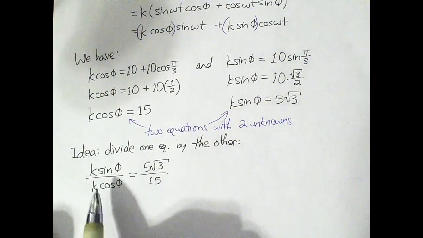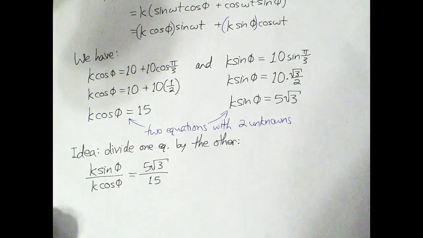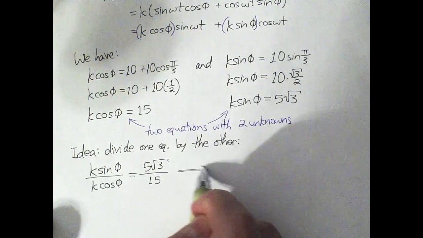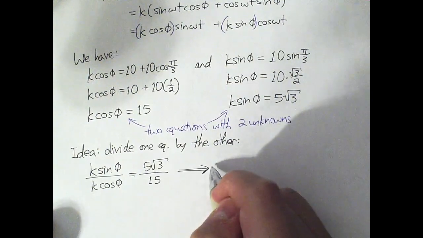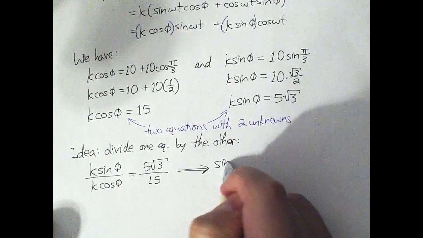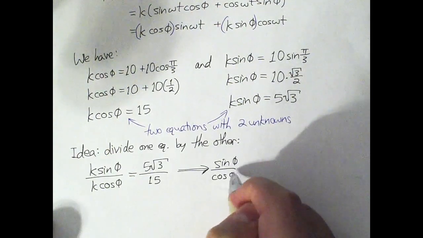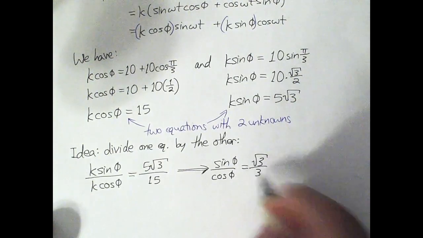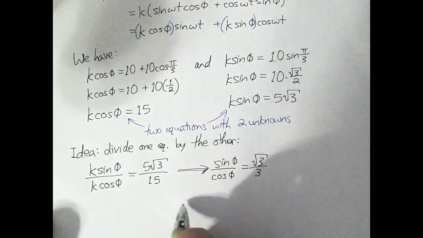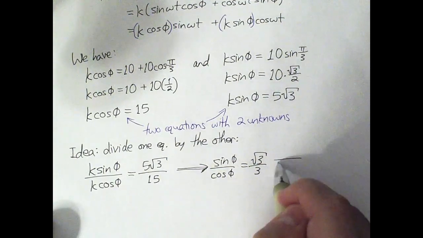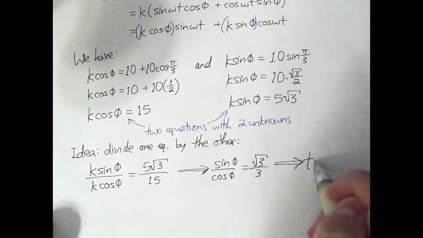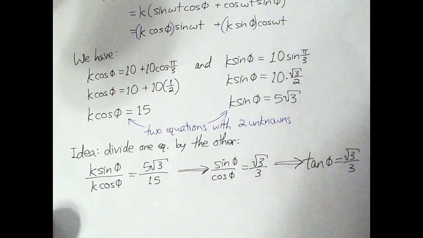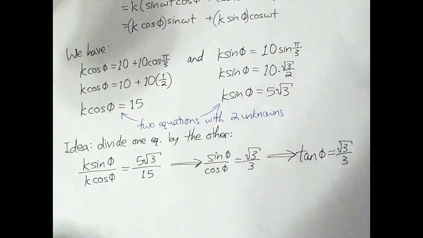What we have here is a k over k. Those cancel. We have a 5 over 15. That simplifies. So get rid of the k over k. And we have sine of phi over cosine of phi equals 5 over 15, puts a 3 on the bottom. And like I said, this is tangent. Tangent of phi equals square root of 3 over 3. We are very close to finding phi.